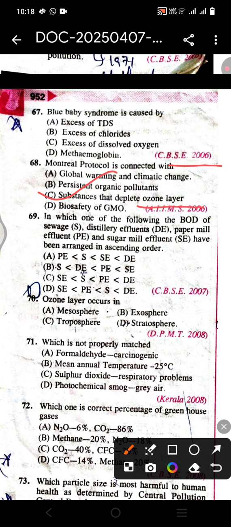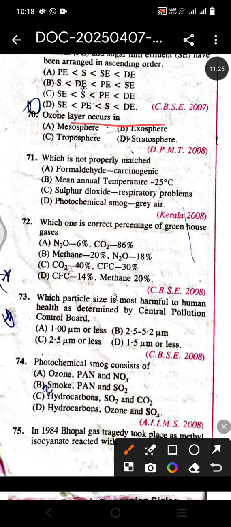In which one of the following have the bodies of sewage, distillery, paper mill effluents and sugar mill effluent been arranged in ascending order? So it is option B. The ozone layer occurs in, so option D.